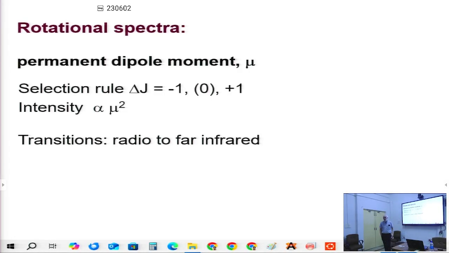So that's your take-home message on rotational spectra. You need a permanent dipole moment. The selection rule basically is delta J is 1, going up in ones or down in ones for most cases. The intensities depend on the square of the dipole moment, and you see them from radio to far infrared. The lighter the molecule, the shorter the wavelength, or the higher the frequency of the transition. So very big molecules are right down at very long wavelengths.